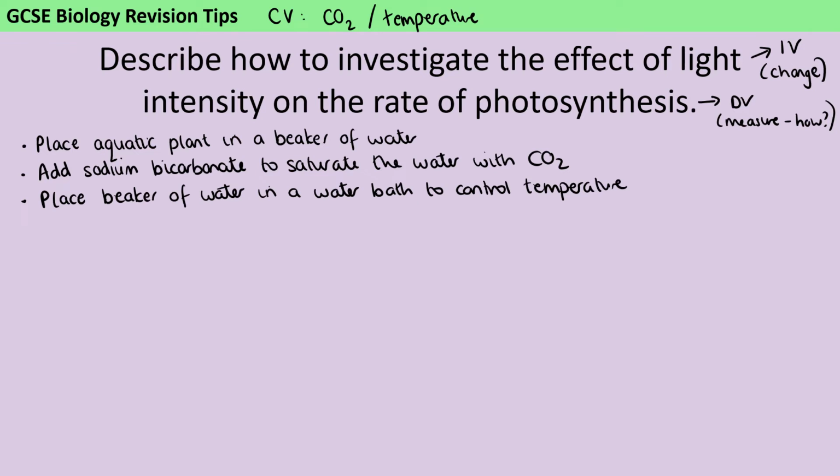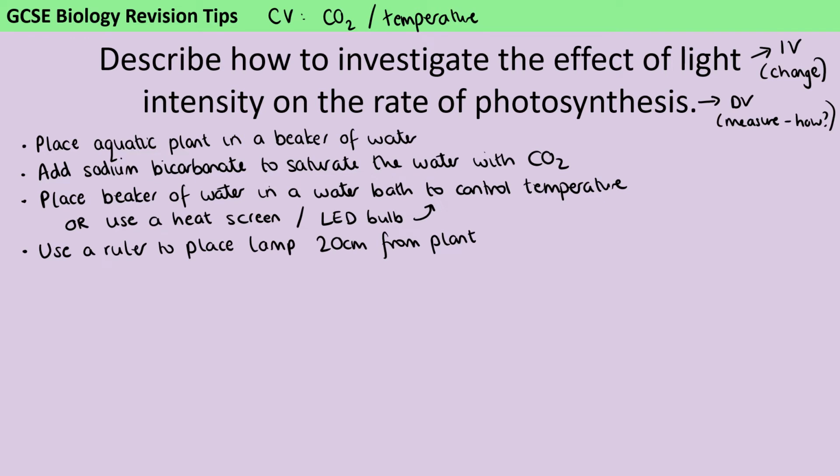You may have placed your beaker of water inside a water bath in order to control the temperature. Alternatively, you could have used a heat screen, which will prevent that heat from coming through, or you might have chosen to use an LED bulb instead of a regular lamp, because that's much cooler and so it's unlikely to warm up the plant as it's turned on. You're then going to use a ruler to place the lamp, say 20 centimetres away from the plant.